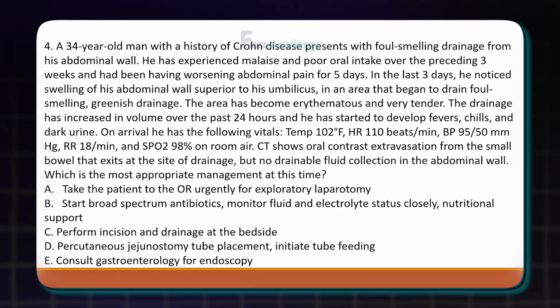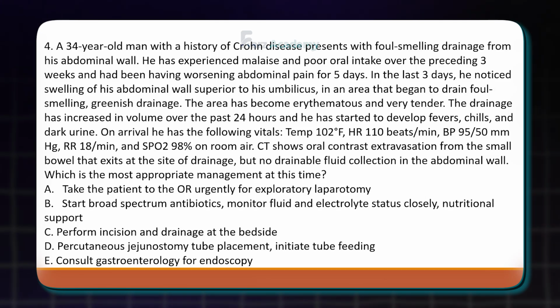He has started to develop fever, chills, dark urine. On arrival, his vitals are temperature 102, heart rate 110, BP 95/50, respiratory rate 18, saturation 98% on room air. CT shows oral contrast extravasation from the small bowel that exits at the site of drainage, but no drainable fluid collection in the abdominal wall. What is the most appropriate management at this time? Okay, again, just concentrate on the last line. They are asking the most appropriate management, not the next step or something at this time.